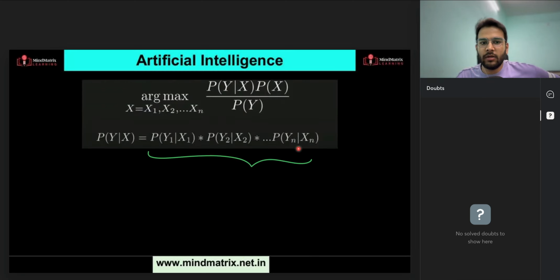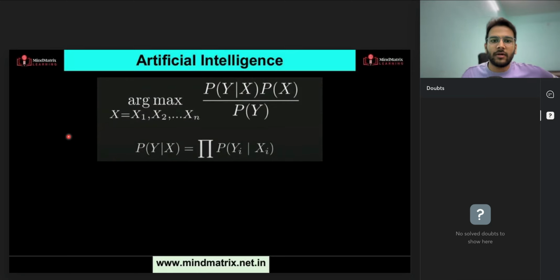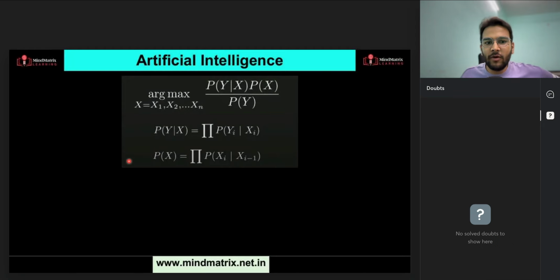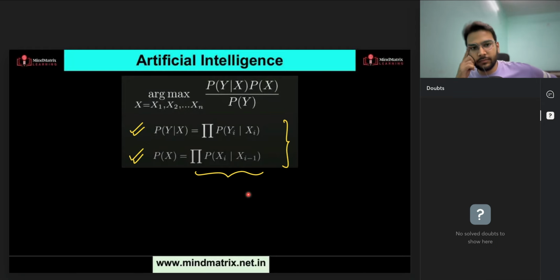Okay. So P of Y given X, we can write like this, right? Which is nothing but the product of every P of Yi given Xi. What about P of X? P of X can be written as the product of every P of Xi given Xi minus 1. Do you have any doubt in these 2 points?